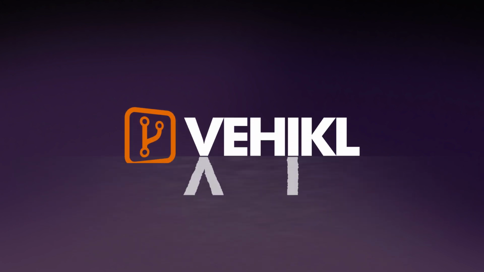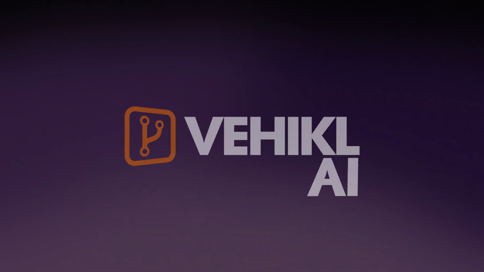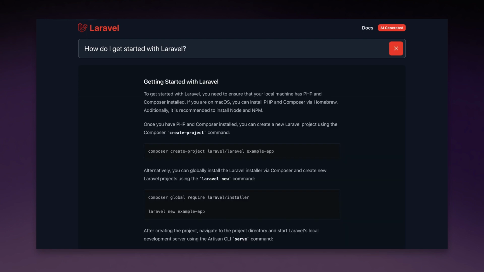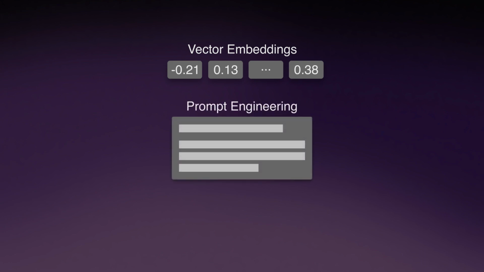At Vehikl, we've started building with AI. One project we've built is a next-generation search for the Laravel Docs. We can ask anything about Laravel and get an answer using natural language. We use the power of vector embeddings, prompt engineering, and OpenAI.